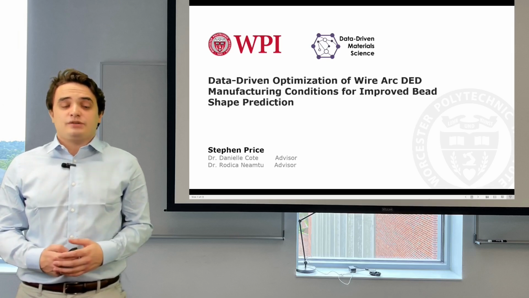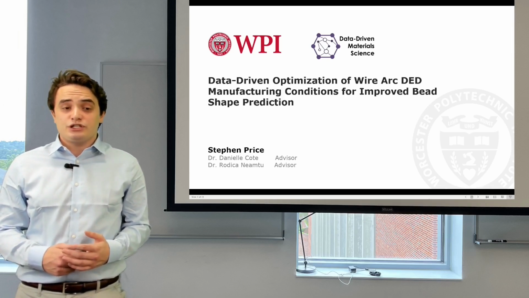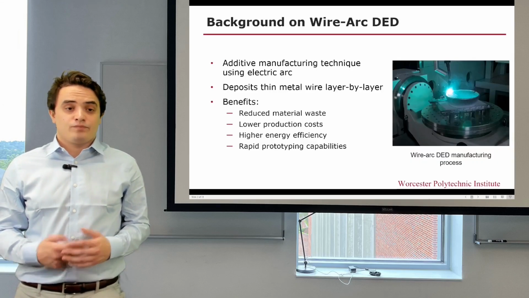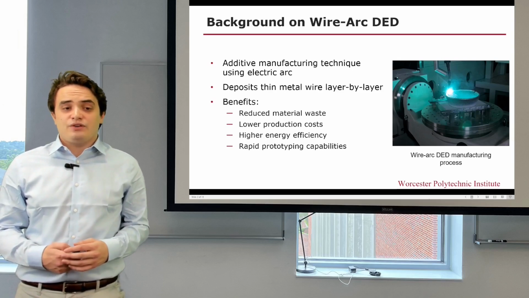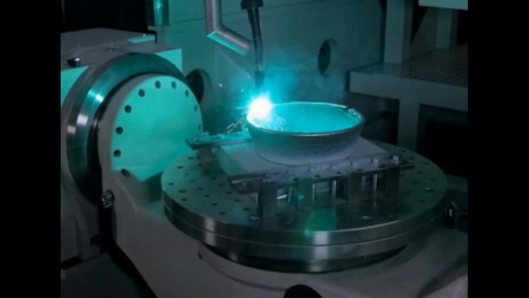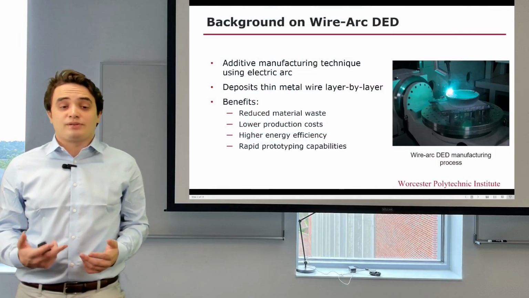Today, I will be presenting my research on data-driven optimization of wire arc DED manufacturing conditions for improved bead shape. So first, let's start off with what is wire arc DED. It's an additive manufacturing technique that uses an electric arc to deposit thin metal wires layer by layer, much like a regular 3D printer, except using metal instead of a plastic filament.